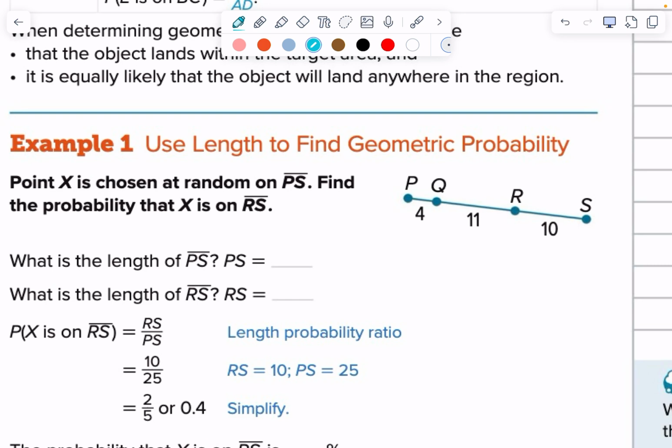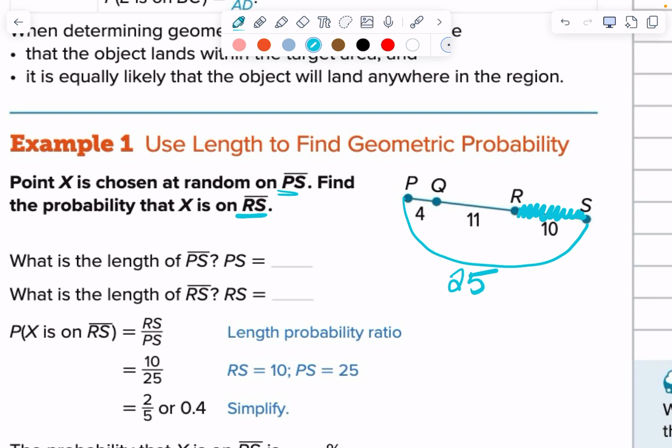Here we go. I want to pick a point that's going to live on this line. How long is that line? 25, right? 25 units long. And I want to pick a point that's going to live on that line. I want to know the probability that it lives on RS. I want to know the chances that it lives here as opposed to anywhere else on the line.